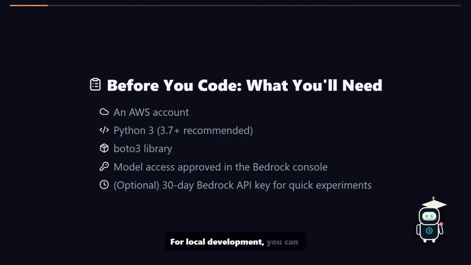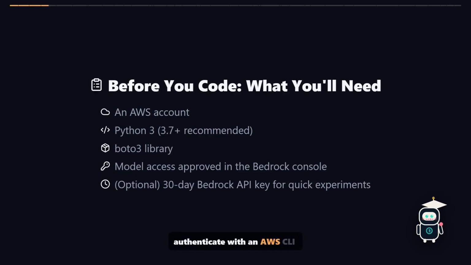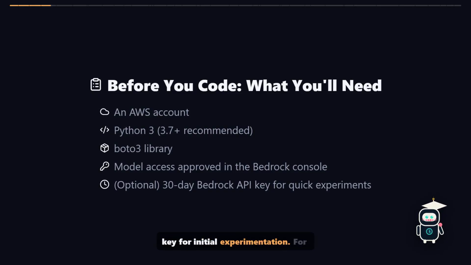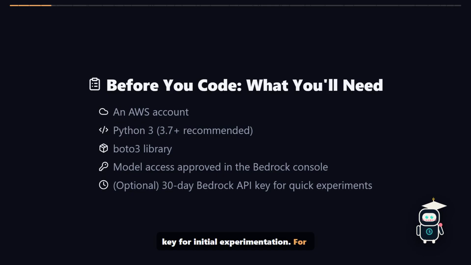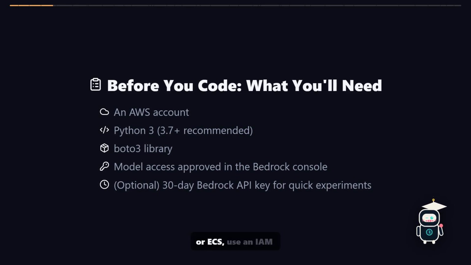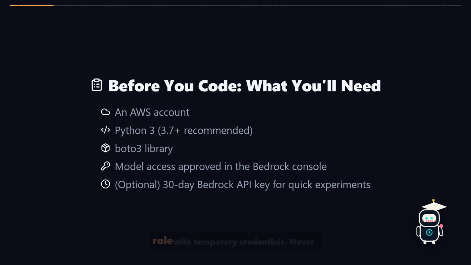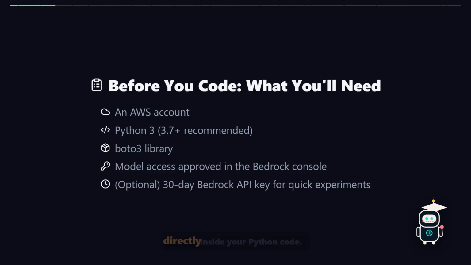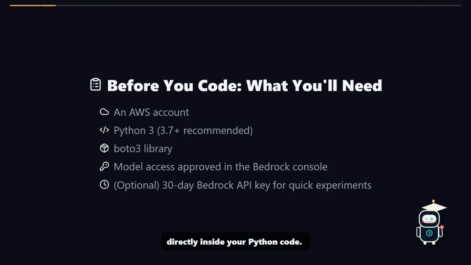For local development, you can authenticate with an AWS CLI profile, IAM Identity Center, temporary credentials, or a Bedrock API key for initial experimentation. For a production application running on services such as Lambda, EC2, or ECS, use an IAM role with temporary credentials. Never place permanent AWS access keys directly inside your Python code.